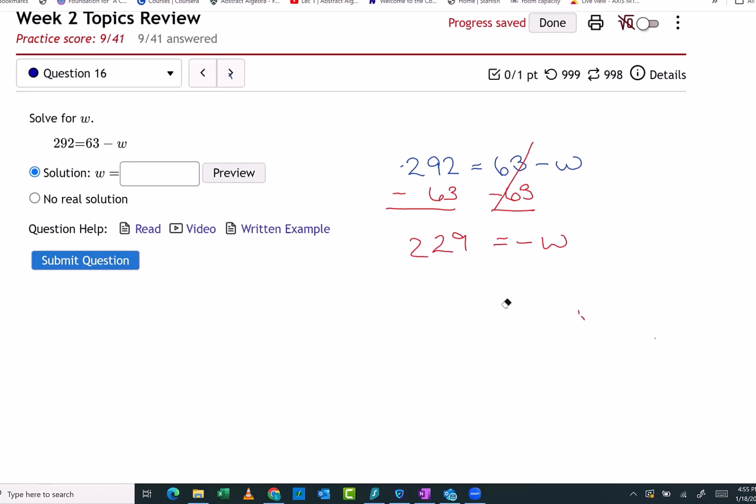A negative times a negative is a positive. So why don't I multiply this by negative 1 and this by negative 1? What I get is negative 229 is equal to positive w because I have a negative times a negative. Basically, you can see that the negative can just move to the other side and multiply. If this was negative 29 and we multiplied by a negative, it would be positive 29. And that's really it.